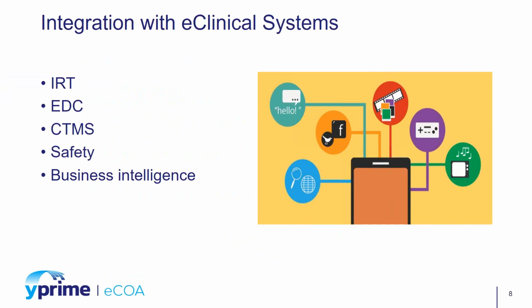If your patient identifiers are created in the IRT system, shouldn't your eCOA platform consume them without the need to recreate them on a device? And if your EDC system relies on your eCOA data to make time-sensitive decisions about eligibility, then your eCOA system better push that data as soon as it's possible.